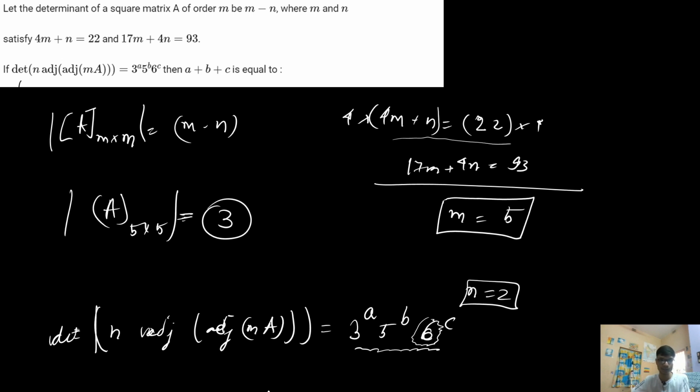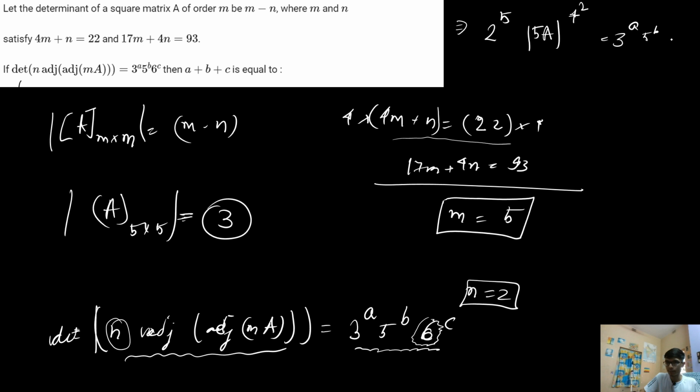Then let us calculate this determinant using the property. If I calculate the determinant using the property, first the power of n comes out of the determinant. So 2 to the power, how much comes out? It is 5, because the order of this matrix is 5. Because this product will obviously be of 5 cross 5, so 2 to the power 5 comes out. And then if I see the adjoint of m of A, this can be written as, since the value of m is 5, determinant of 5A to the power n minus 1, and this n minus 1 is 4, and 4 squared is 2 because adjoint is repeated twice. So this value is equal to 3 to the power a, 5 to the power b and 6 to the power c.